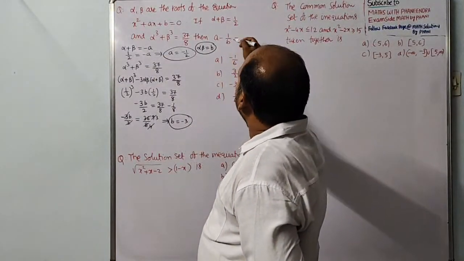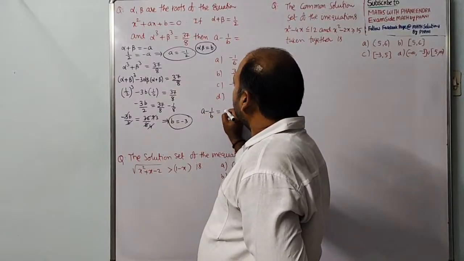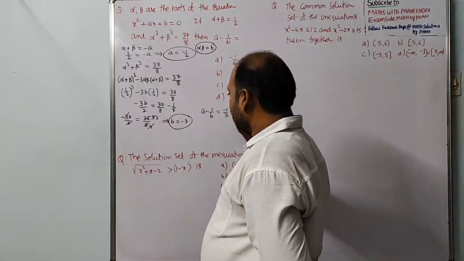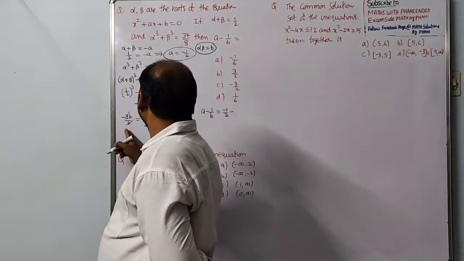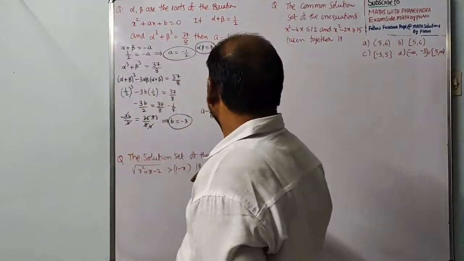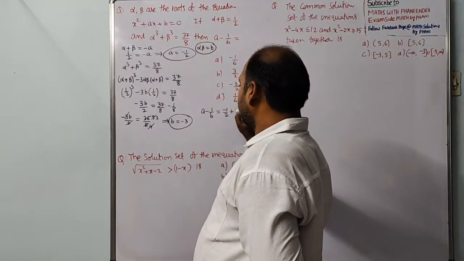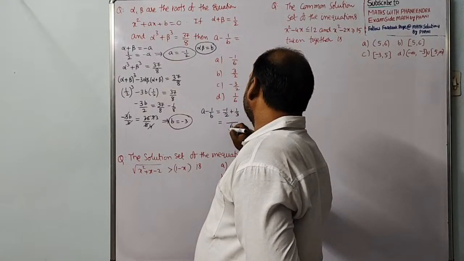Therefore, what are they asking to find? a − 1/b. The a value is what? −1/2. −1/b means plus, since the b value is −3, no? So plus 1/3. So the LCM is 6.